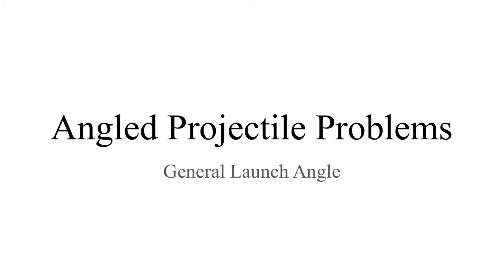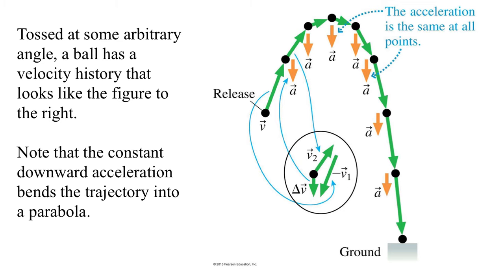Alright, today we tackle angled projectile problems, things that have a general launch angle that aren't necessarily running horizontally off a cliff. Tossed at some arbitrary angle, a ball has a velocity history that looks like the figure to the right, over here. Note that the constant downward acceleration bends the trajectory into a parabola. We again see the parabola that we've seen so many times with constant acceleration.